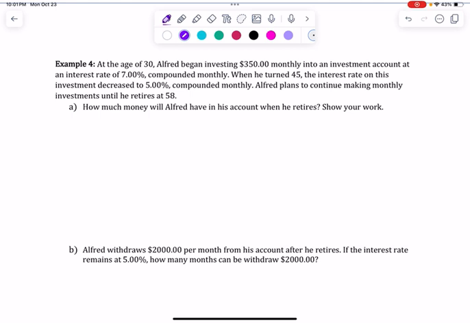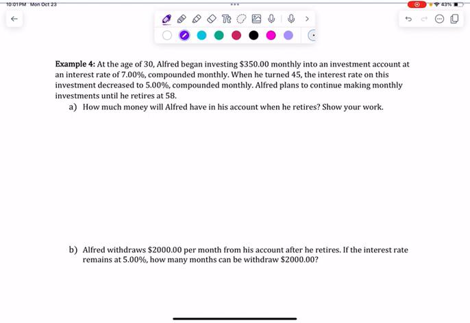and then we are playing the video to confirm. All right, so at the age of 30, Alfred began investing $350 monthly into an investment account at an interest rate of 7% compounded monthly. When he turned 45, the interest rate on this investment decreased to 5%, still compounded monthly. Alfred plans to continue making monthly investments until he retires at 58. How much money will Alfred have in his account when he retires?